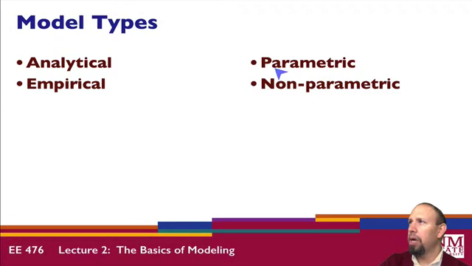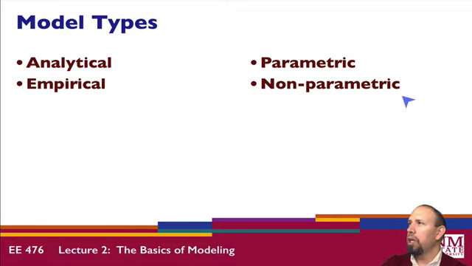We can have parametric models or non-parametric models. A parametric model is a model where you know the parameters of the system. So for example, whenever you define anything using an analytical method, you have parameters. For example, in a circuit, you have a resistance value. That parameter R is a parameter. So any of the values, R, L, C, all of those are parametric values.